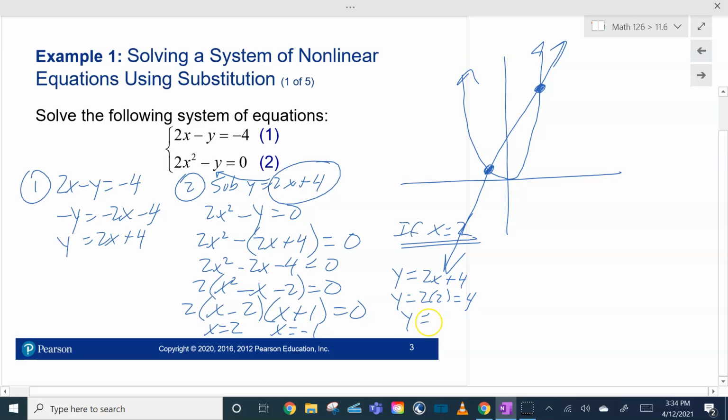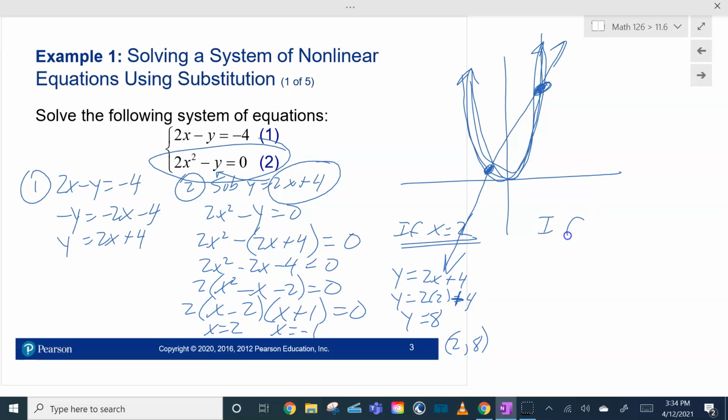So it looks like y equals 2, whoops, that's a plus right there. We got 4 plus 4, we got 8. So if the input's 2, the output's 8: 2, 8. And I would want to make sure that that is also on our quadratic, right? Make sure it's on the quadratic. Check 2, 8 in our quadratic.